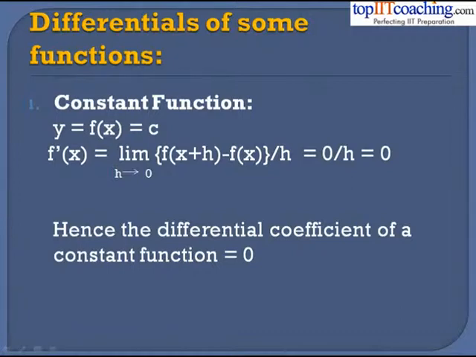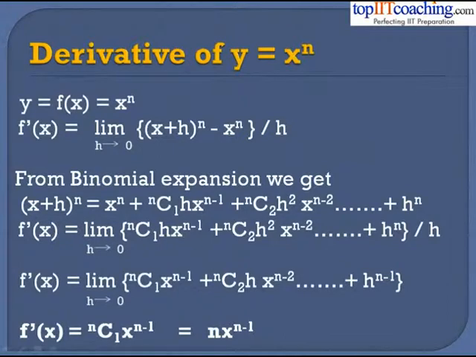So the differential coefficient of any constant function is equal to 0. The next is finding the derivative of y equal to x to the power of n. Now again we are going to use the first principle of differentiation to find the derivative of y equal to x to the power of n, where n is any number.